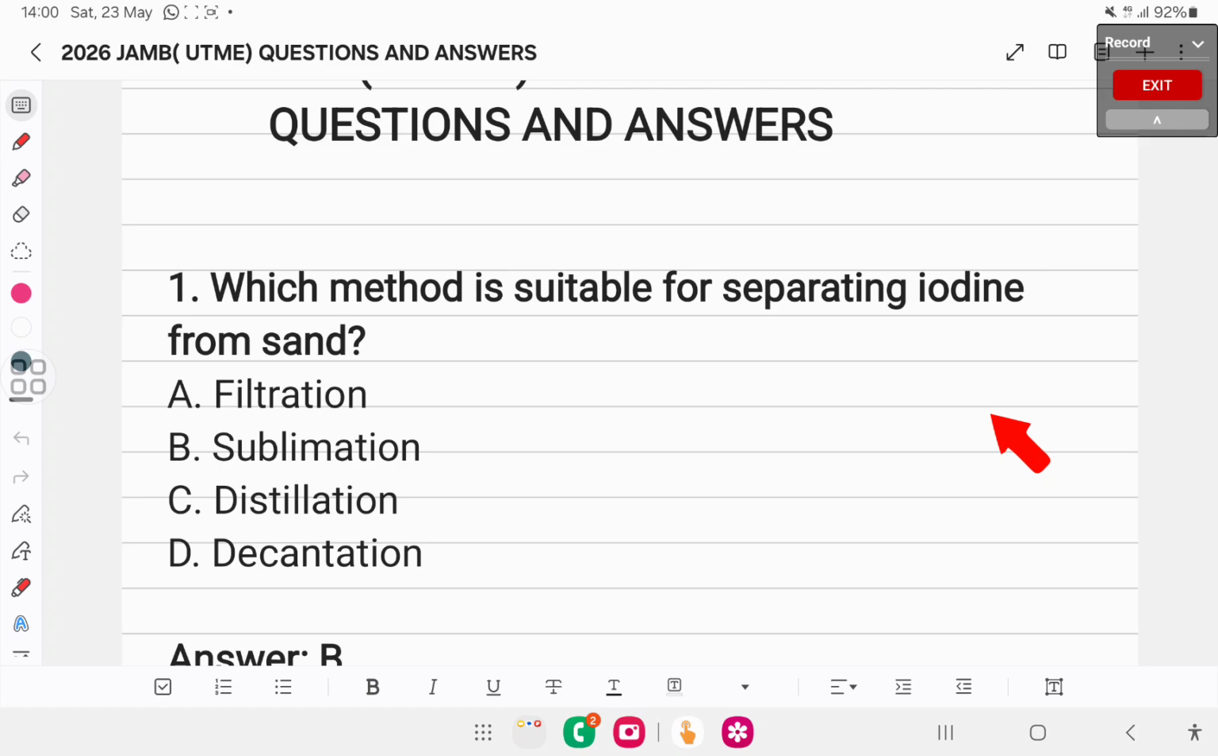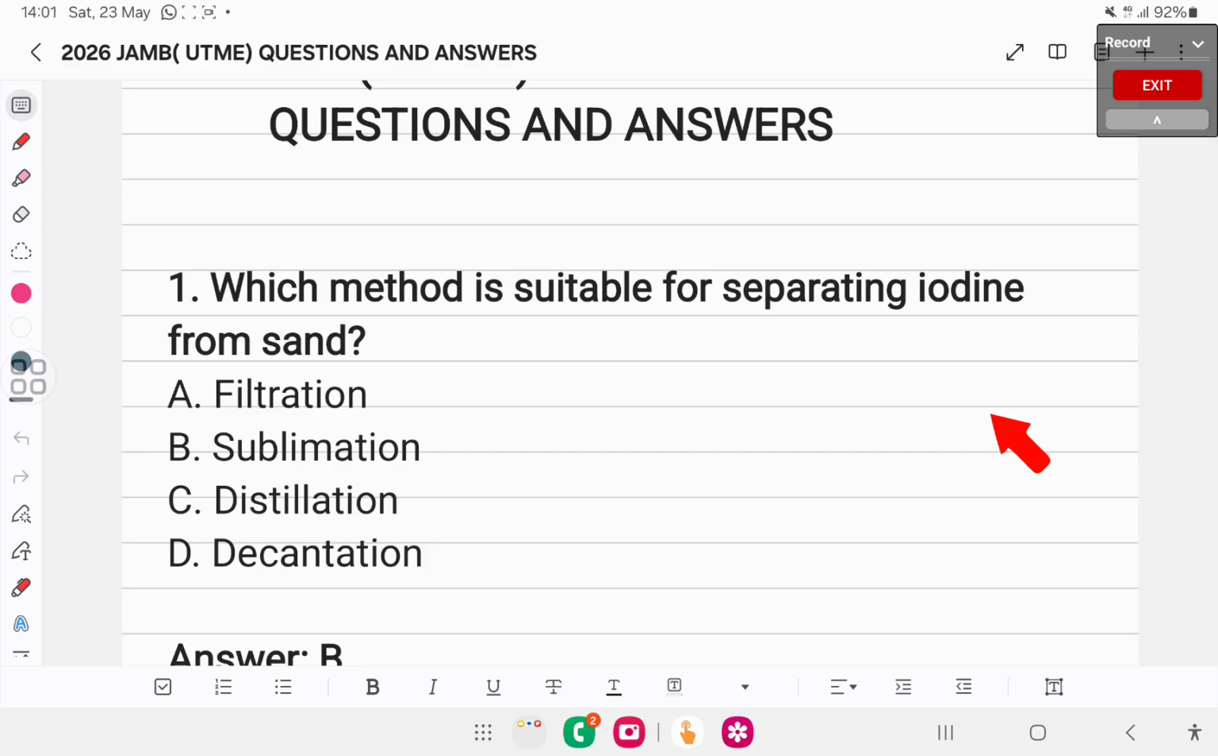When they are not soluble in water, it means we cannot apply filtration or decantation. Those two methods require the addition of water, which will dissolve one of them, leaving the other insoluble. So we cannot apply filtration and decantation because neither of the two solids is soluble in water. And that is why options A and C are incorrect.